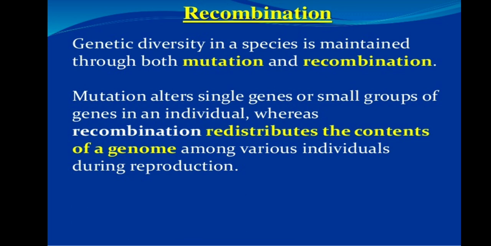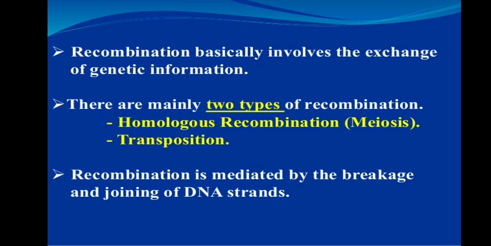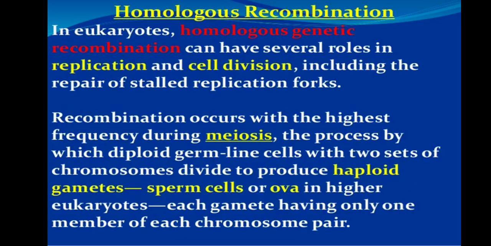So mutation alters single genes or small groups of genes in an individual, whereas recombination redistributes the content of the genome among the various individuals during reproduction. Recombination is basically involved in the exchange of genetic material. There are mainly two types, homologous and transposons. Recombination is mediated by the breakage and joining of the DNA strands. First we'll see the homologous recombination.